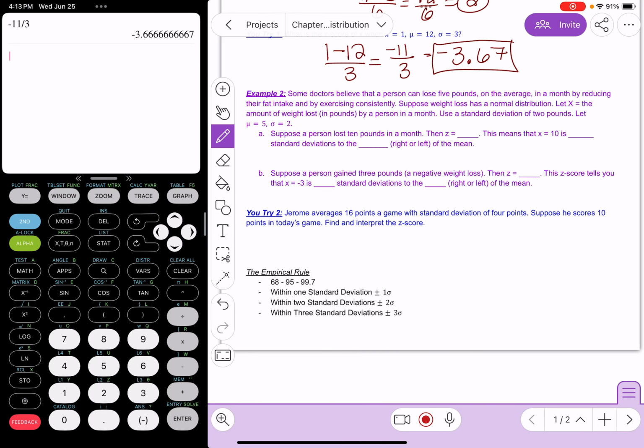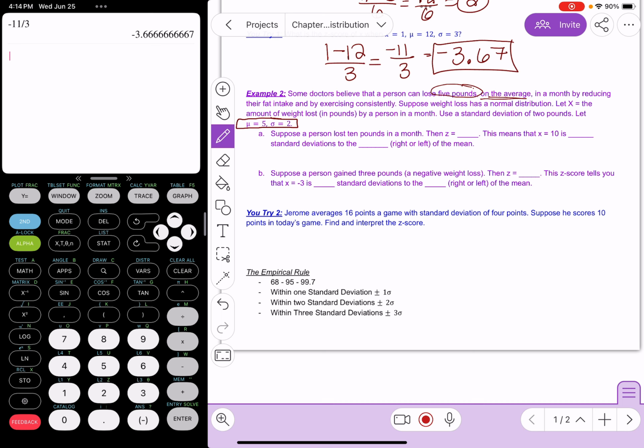Some doctors believe that a person can lose 5 pounds on average in a month by reducing their fat intake and exercising consistently. That on average tells us that our mean is 5 pounds. Suppose a weight loss has normal distribution. That's what tells us we're using this normal curve. Let x be the amount of weight lost in pounds by a person in a month. Use a standard deviation of 2 pounds. So let our mean be 5 and our standard deviation 2.